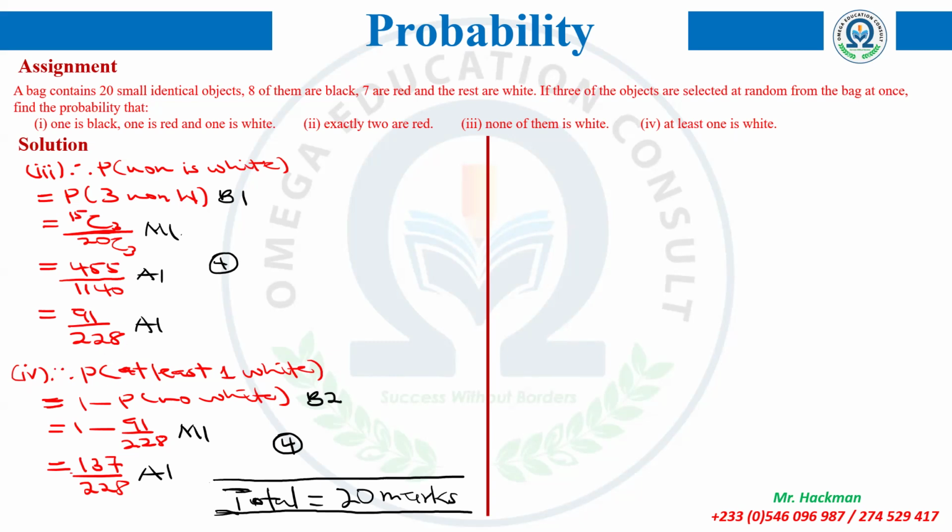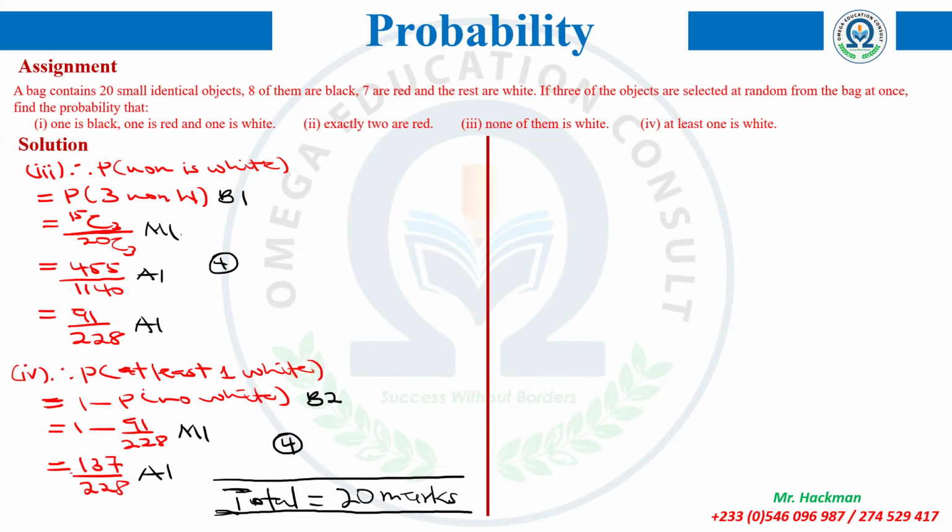Okay, so the last but not the least, what are we looking for? That is the IV, you write it. Therefore P, we are looking for at least one is white. So at least one white. I decided not to write this, it's the same thing. At least one white or at least one is white. So it's equal to, that's your first step.